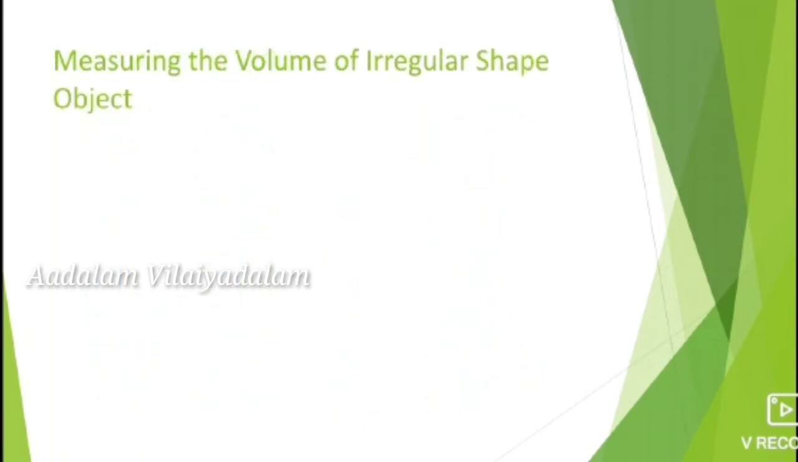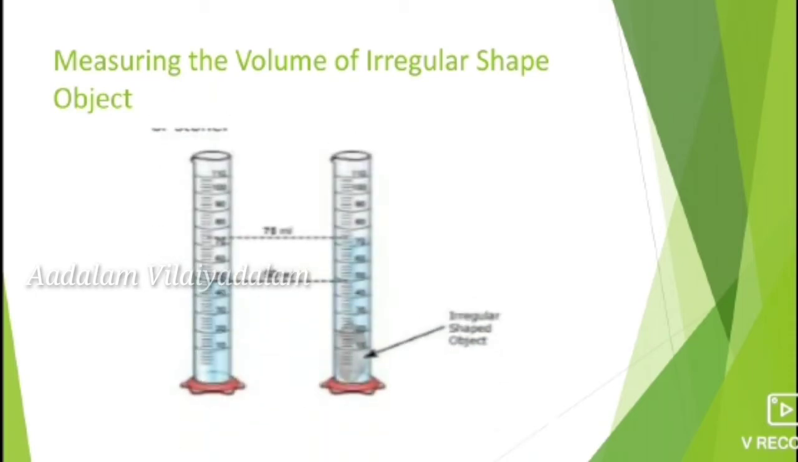And next one is measuring the volume of an irregular shaped object. That means how could you measure the volume of an irregular shaped object? First, take an irregular object like small stones and take one measuring cylinder and fill it with water up to the level of 50 ml. Now pour the small stone into the measuring cylinder and the stone is completely immersed into the water.